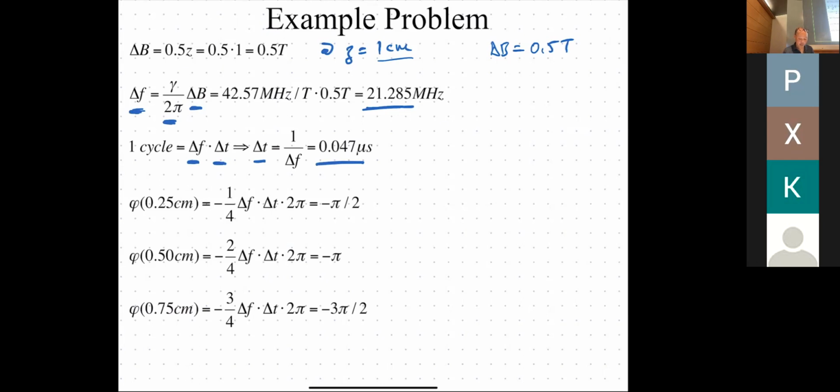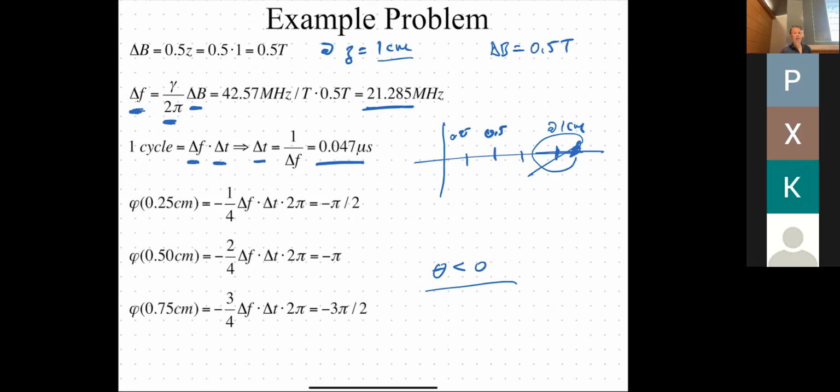And so that means that here, at 1 centimeter, if I look at the spin, it's gone all the way around. It's gone 2 pi around, okay? So if I only went half a centimeter away, in the same amount of time, that would only go pi phase around, right? Because it's moving twice as fast. If I looked at 0.25, it would only go pi over 2, right? And if I looked at 0.75, it would go 3 pi over 2, okay? And it's negative because we're going in a clockwise rotation, so theta is less than 0.